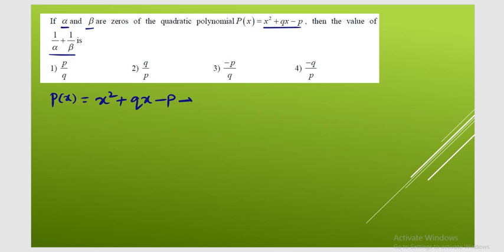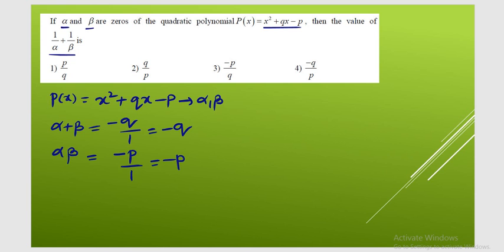Now since alpha comma beta are the zeros of this polynomial, when you know the zeros, you can find the sum of zeros and the product of zeros. The formula for the sum of zeros is minus x coefficient by x square coefficient. Minus x coefficient is q by x square coefficient is 1, so we get minus q. The same way, the product of zeros, alpha into beta, is given by the constant term by x square coefficient. The constant term here is minus p by x square coefficient 1, which gives me minus p. Since I need the sum of reciprocals, no?